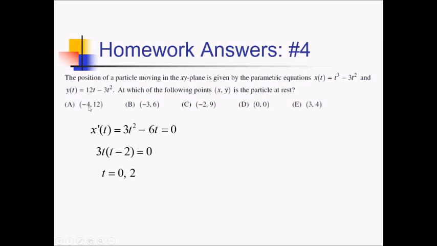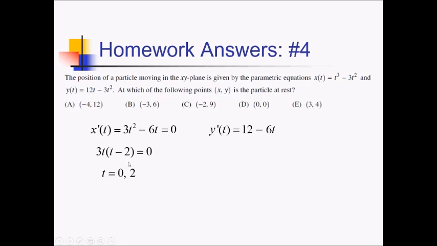So y prime in general is going to be 12 minus 6t. Now you could set this equal to 0 and solve, but I'm just going to plug both of these in because I don't really care if anything else makes y prime 0. We're just interested in the things that make both x and y prime 0.